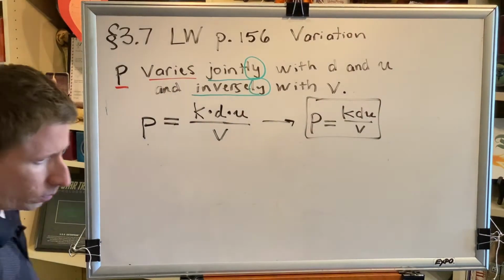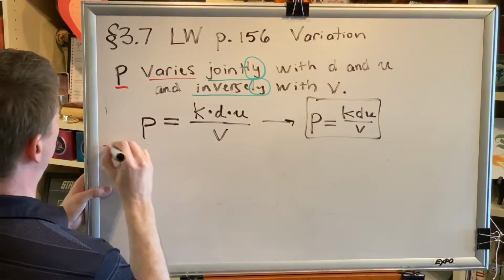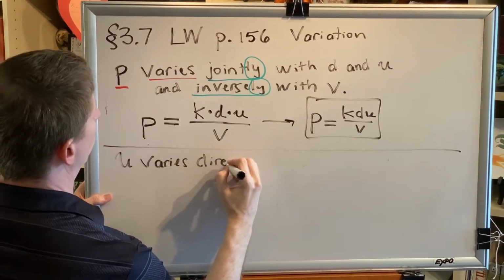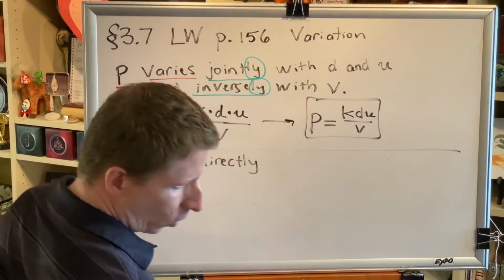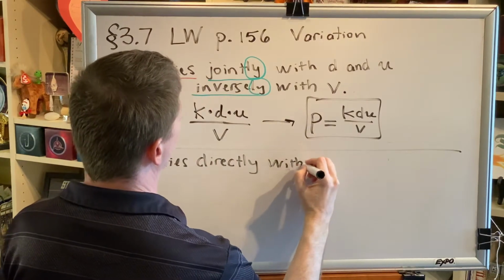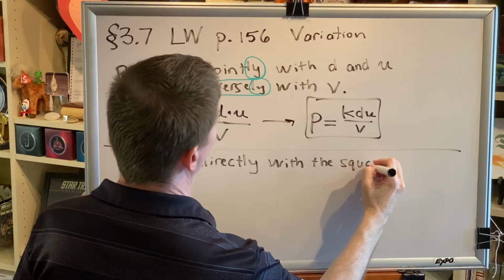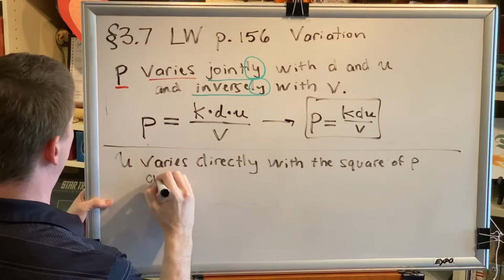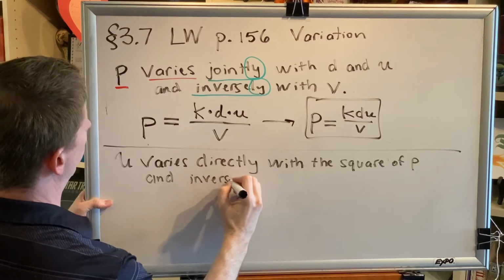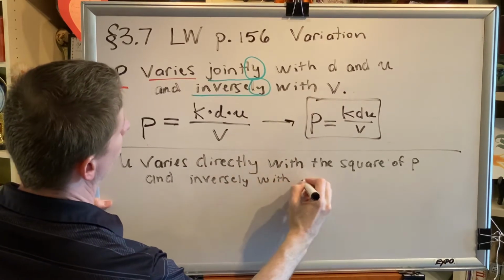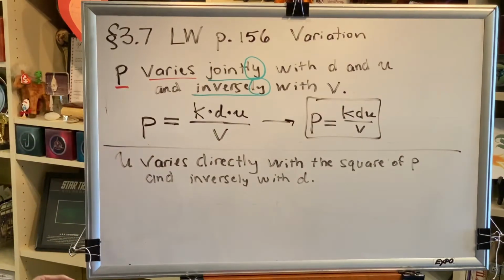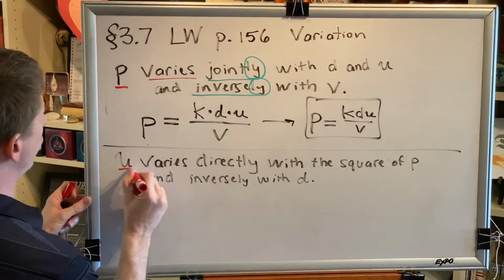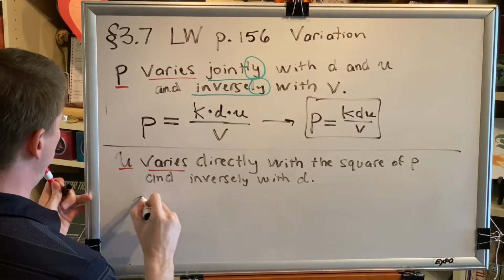Okay, let's try another one. U varies directly with the square of P and inversely with D. Okay, let's create our equation. Here we go. First, step 1. Write the quantity or expression that varies followed by equals. It says U varies, so we start with U equals.